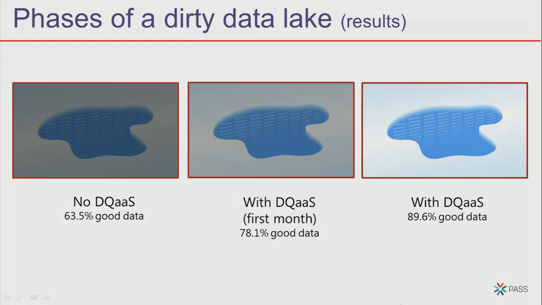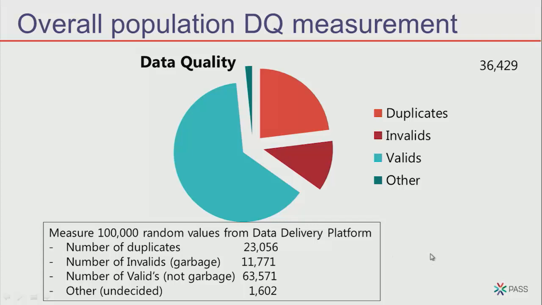How do the metrics for the bad data? Good question. Here it is. Basically, we measured 100,000 random samples from the platform.